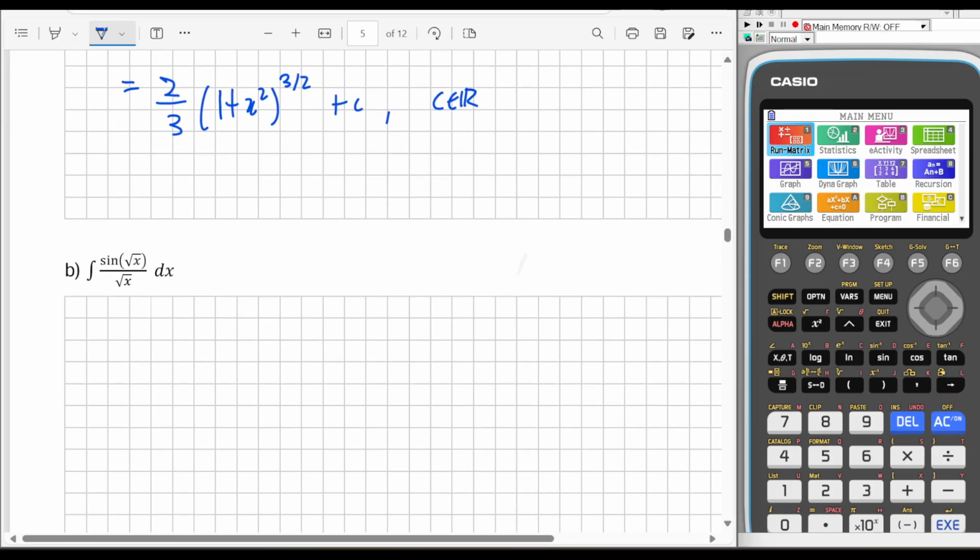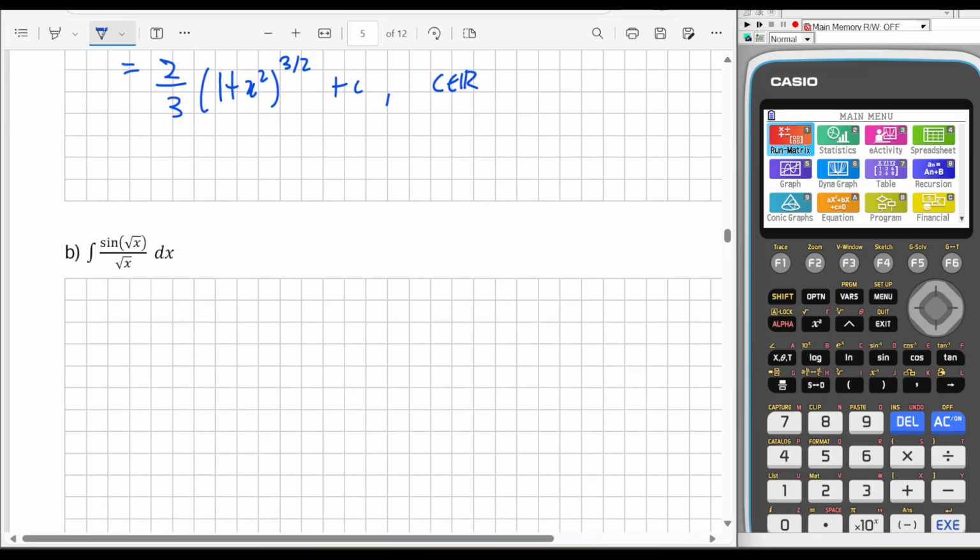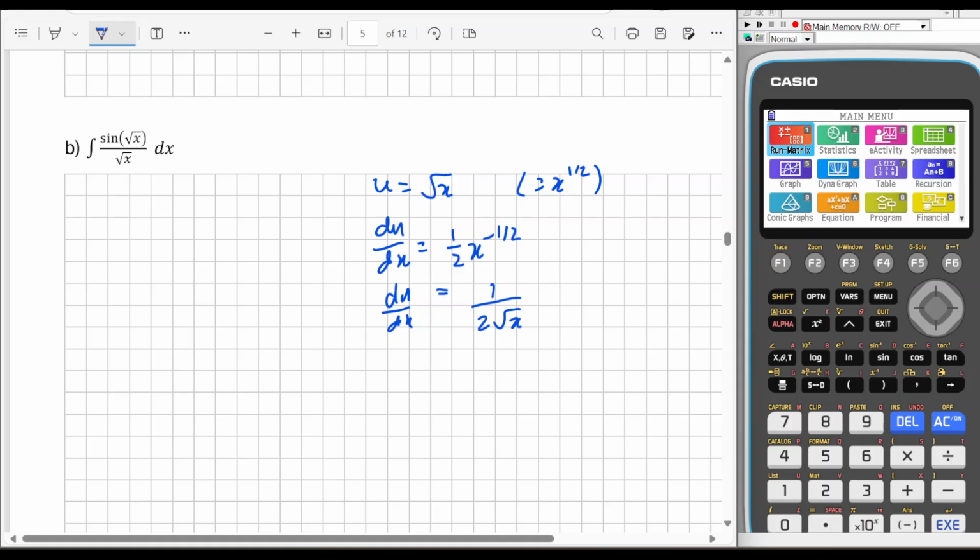Beautiful. Okay, sine of root x over root x. This is a really tricky u substitution. Remember, u is the thing that's trapped. I'm actually going to set u equal to root x. So that would be x to the half. And so du dx is half x to the minus a half, which is 1 over 2 root x. So that's du dx. We don't have 1 over 2 root x, but we do have 1 over root x. Sometimes I like to rearrange this so that 2 times du dx is 1 over root x.